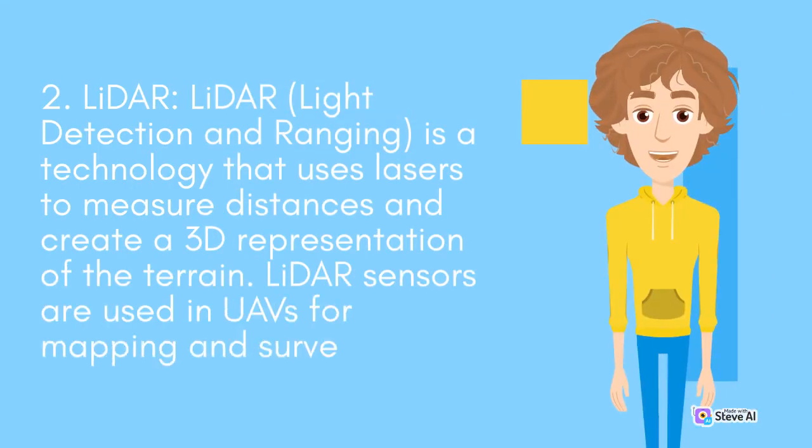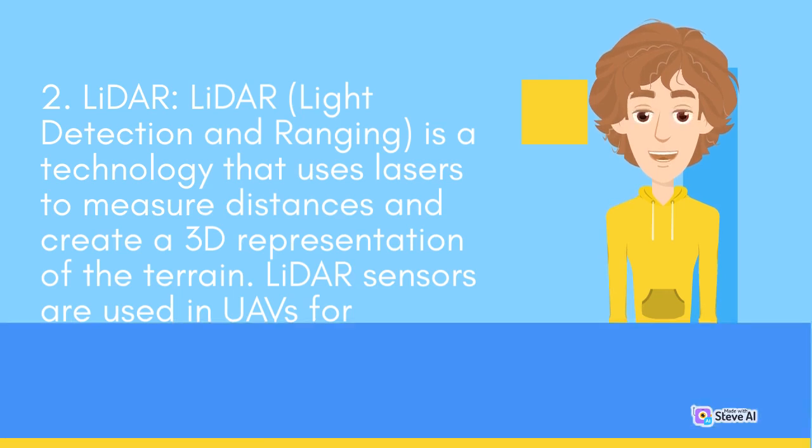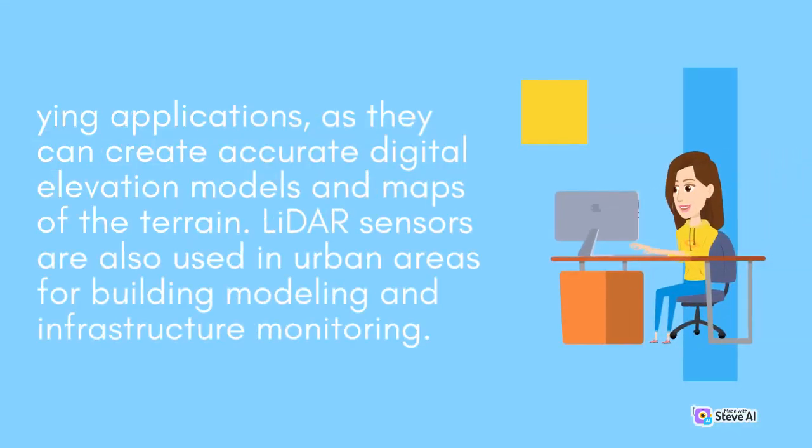2. LiDAR. LiDAR, light detection and ranging, is a technology that uses lasers to measure distances and create a 3D representation of the terrain. LiDAR sensors are used in UAVs for mapping and surveying applications, as they can create accurate digital elevation models and maps of the terrain. LiDAR sensors are also used in urban areas for building modeling and infrastructure monitoring.